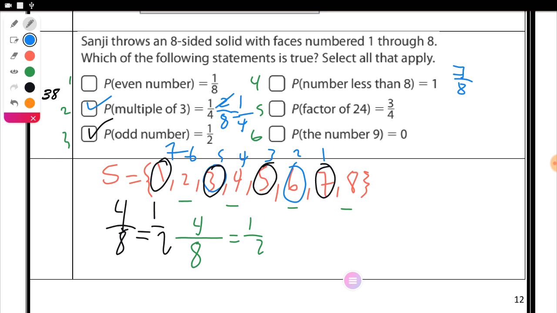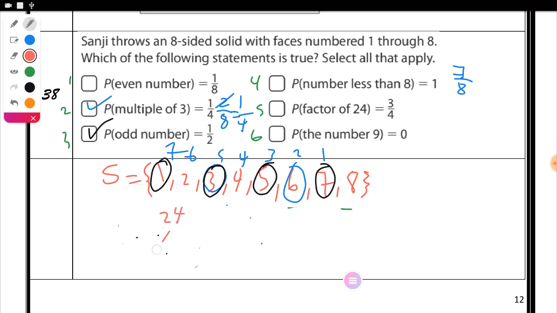Number 5: factors of 24. What is the meaning of factor of 24? A factor of 24 is what times what gives us 24. This is called a factor of 24. So let's calculate it. First, factors of 24: 1 times 24, so 1 and 24 are two factors.